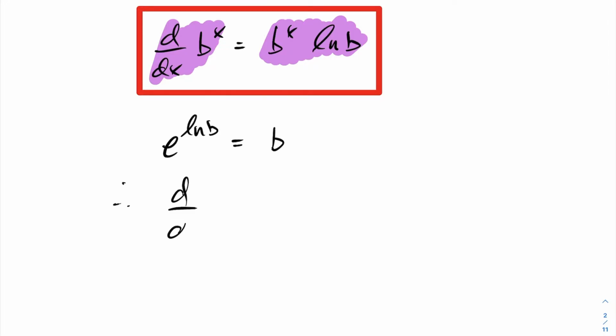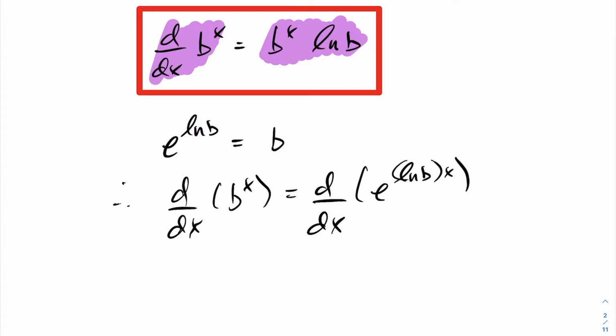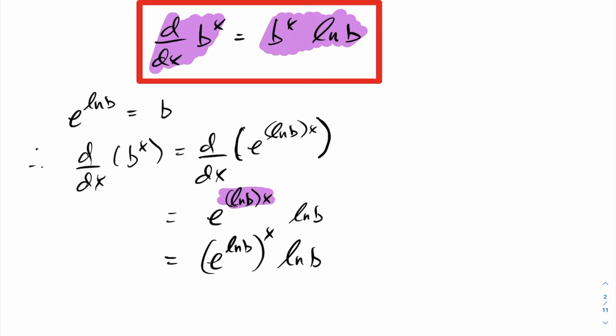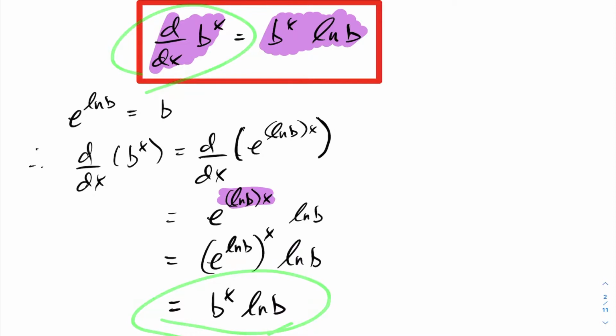Therefore, if I want to take the derivative with respect to x of b to the x, that's equivalent to taking the derivative with respect to x of e to the (ln of b) times x. But we know that the derivative of an exponential is itself times the derivative of the exponent, in this case using the chain rule, which will just be the ln of b. Rewriting this, we get e to the ln of b, to the power of x, times ln of b. And using our logarithmic properties again, e to the ln of b is just b, so we get b to the x times ln of b. So therefore we have shown that the derivative of b to the x is b to the x ln b.